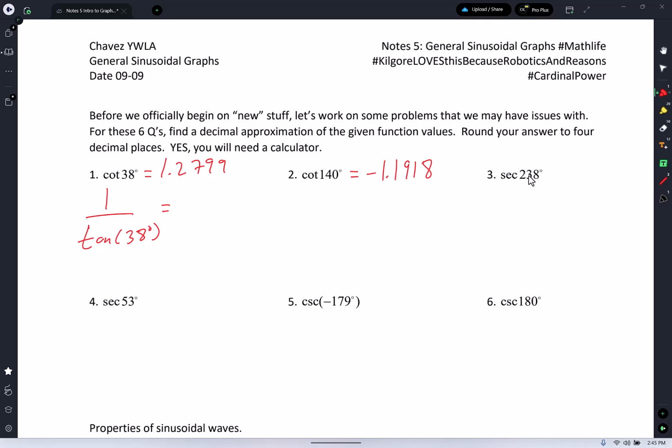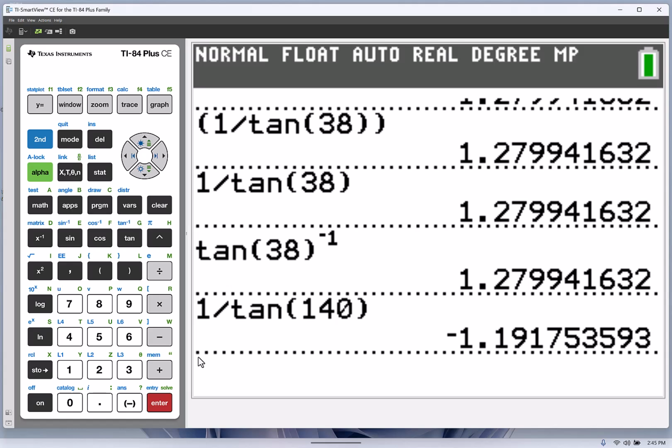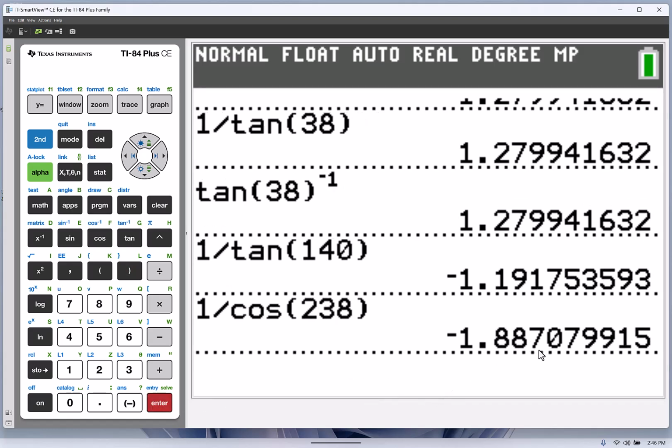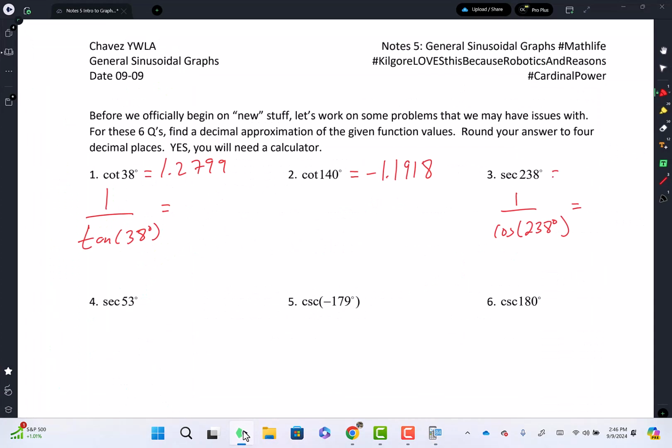Secant 238, that's the reciprocal of which one? Cosine? Yeah, you can say cos. So it's cosine. So positive or negative, but before even typing it in. Yeah, you're going to get a negative. So 1 divided by cosine of 238. Close it, push enter, and there it is, negative 1.8871. Negative 1.8871.